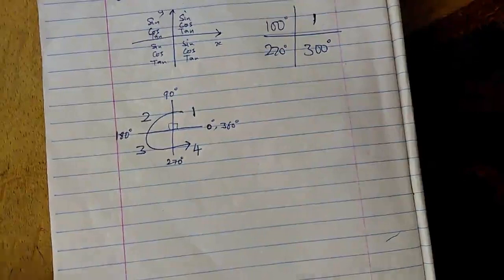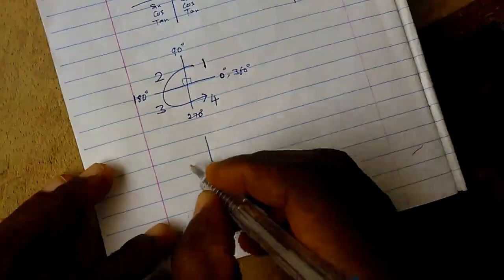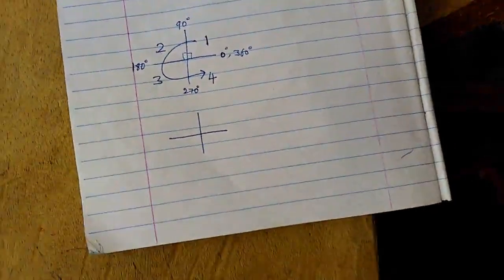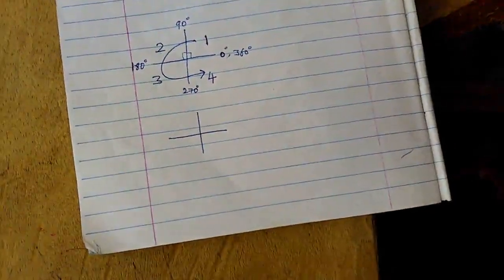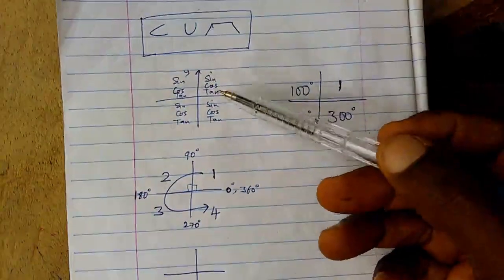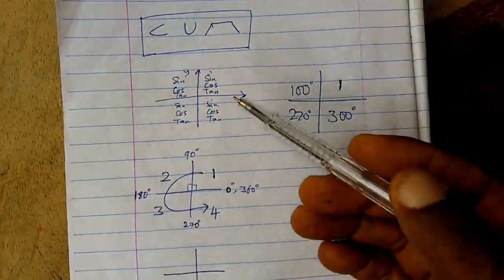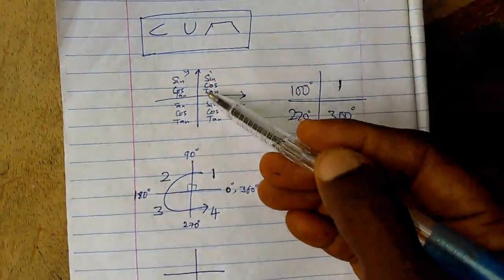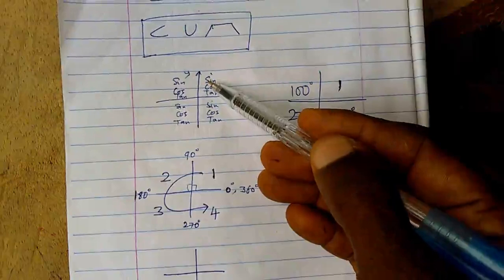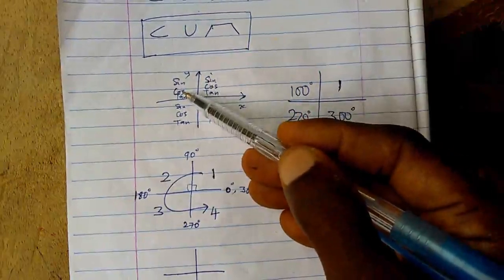Alright, let's go to the next code. When you have the Cartesian plane, you want to know, because we mentioned that sine, cos, tan are present in all the quadrants, but in the first quadrant, all are positive. In the second quadrant, some are negative, while some are positive.